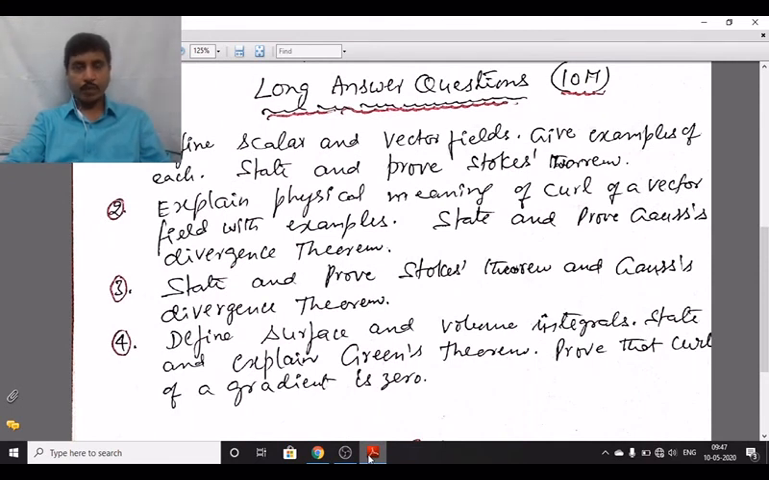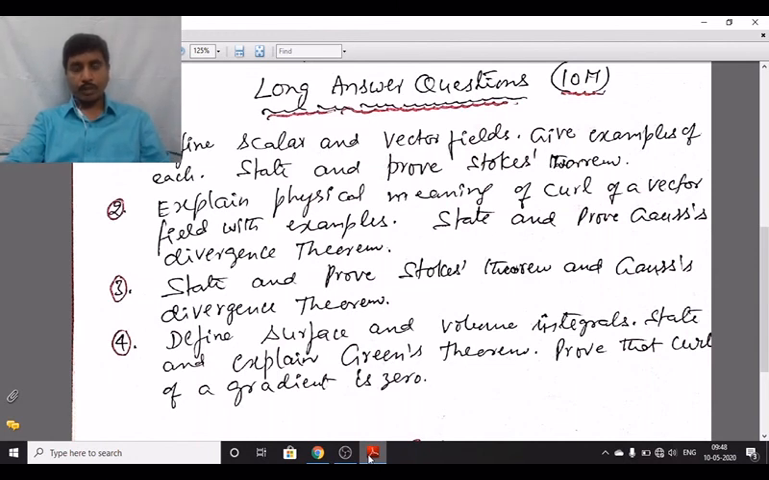Long answer questions are: define scalar and vector fields, give examples of each, state and prove Stokes theorem. Second question is, explain the physical meaning of curl of a vector field with examples, state and prove Gauss divergence theorem. Third question is, state and prove Stokes theorem and Gauss divergence theorem. Fourth question is, define surface and volume integrals, state and explain Green's theorem, prove that curl of a gradient is 0.